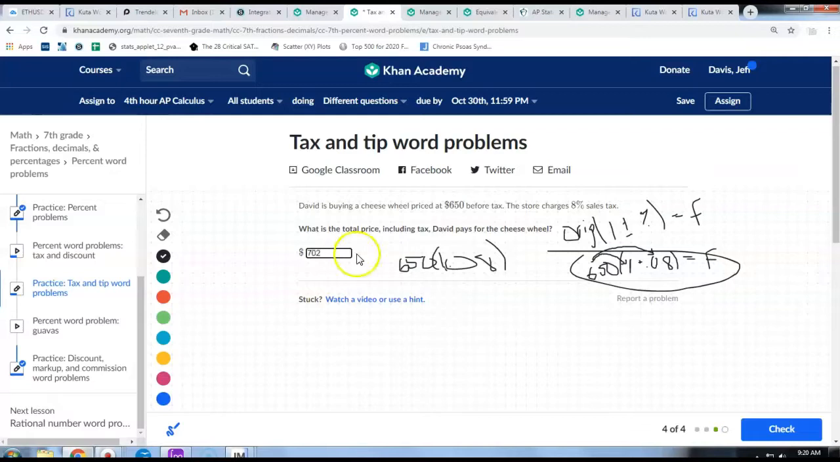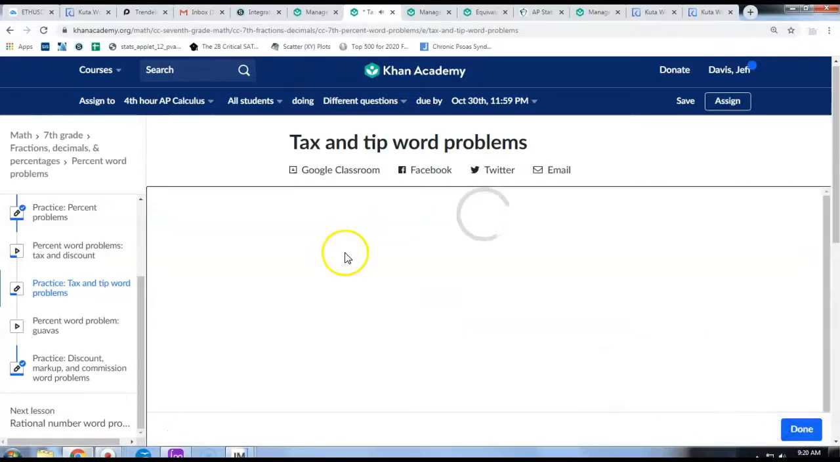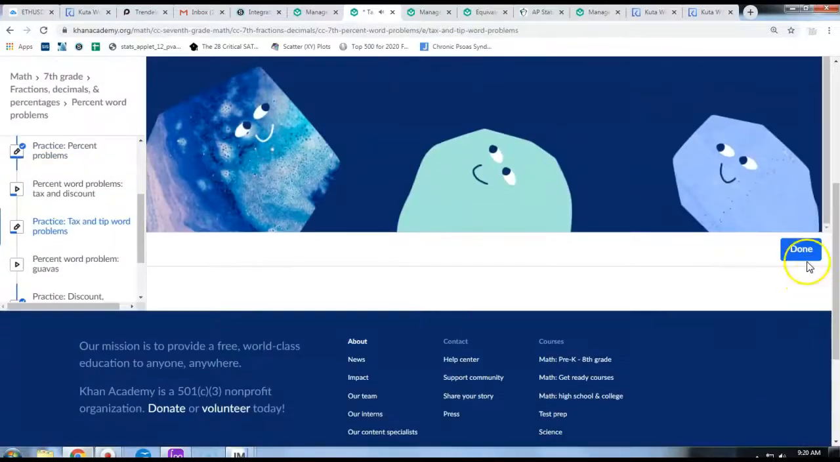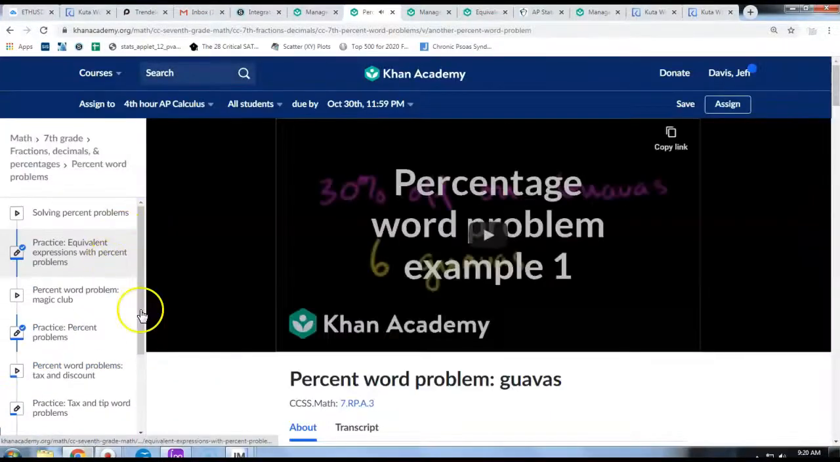702. Just be careful what they're asking. If they just said, what's the tip? You know, it'd be $52, the difference between these two. But they're saying, what's the total price? I didn't mean to be done there. Let's go back.